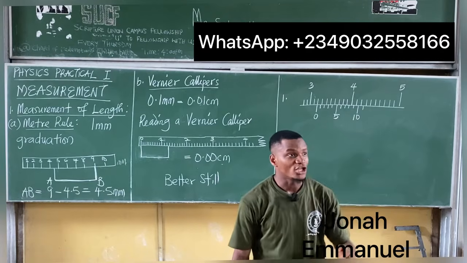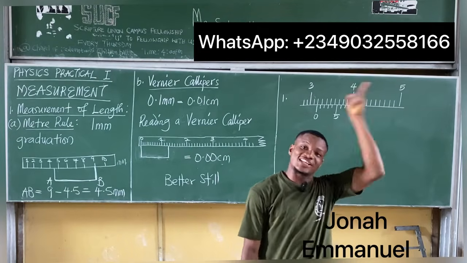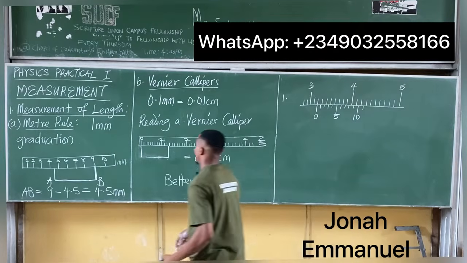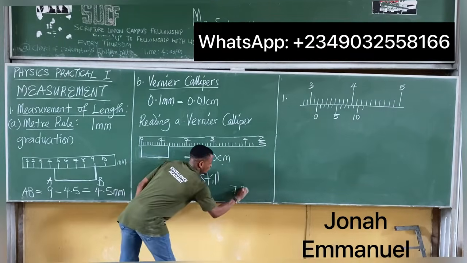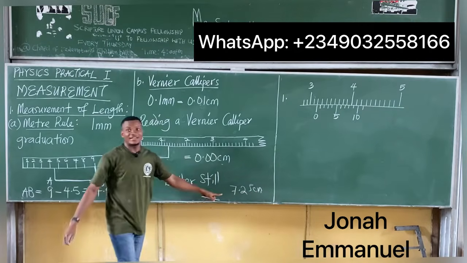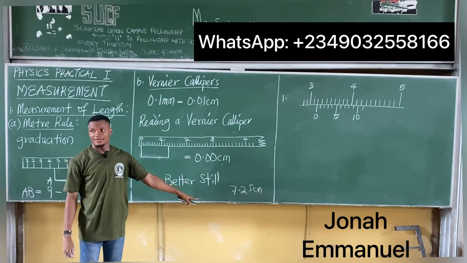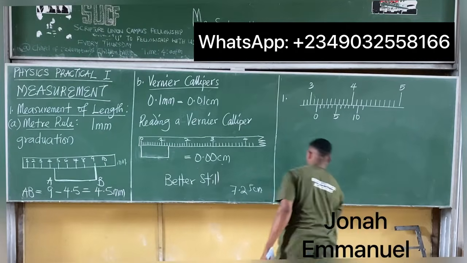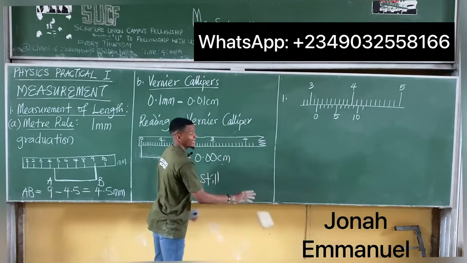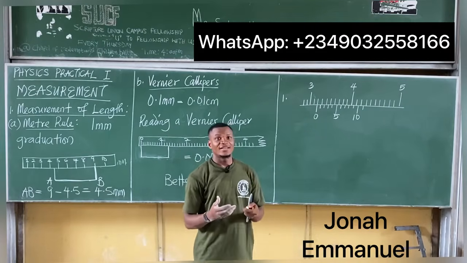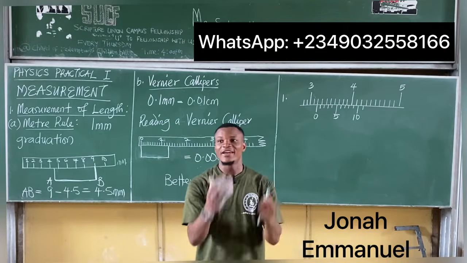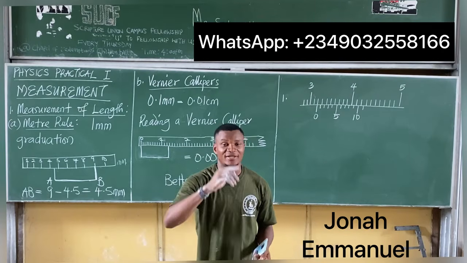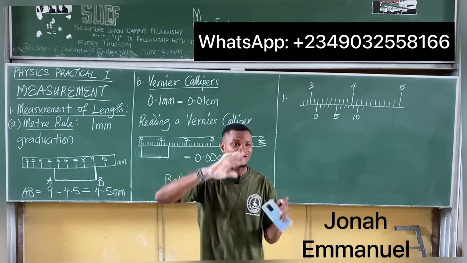Case 2, they'll give you the reading and ask you to sketch the vernier caliper. So you can say a vernier caliper reads 7.25 cm. Sketch the vernier caliper. That's it. We'll look at both of them. Now listen. It's not hard. For vernier caliper, look for where 0 is intersecting the main scale. That's all.